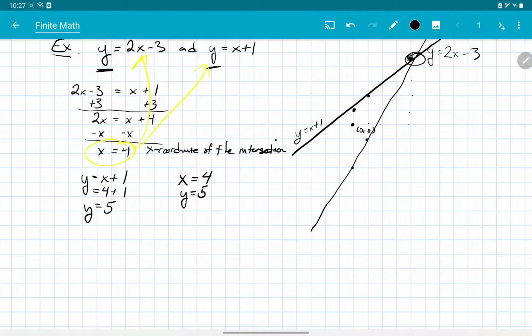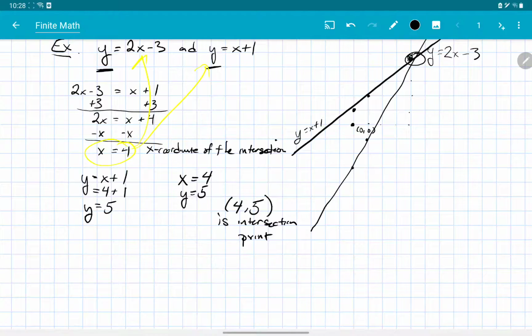All right, so we found the intersection point. You might write it as just (4, 5) is the intersection point, or you might see it written like that. Okay. Any questions for me about this example here? Is this good?